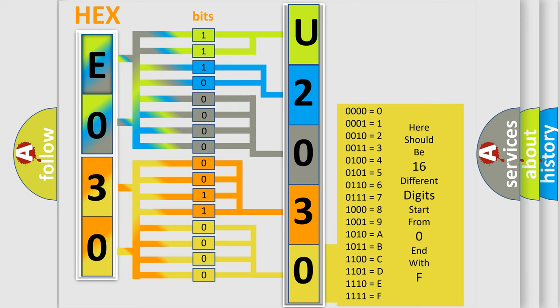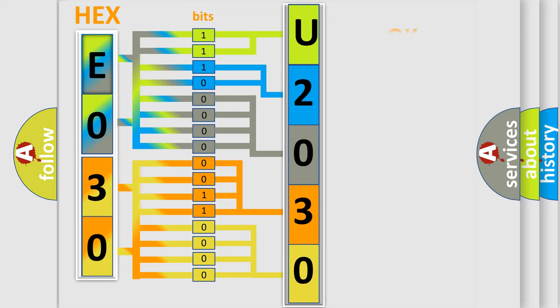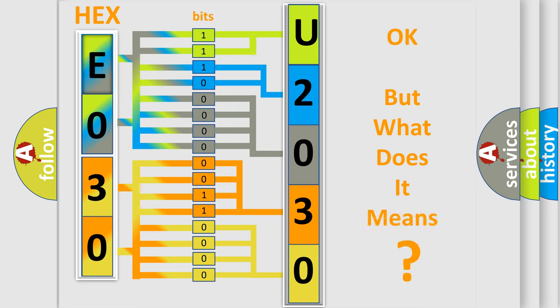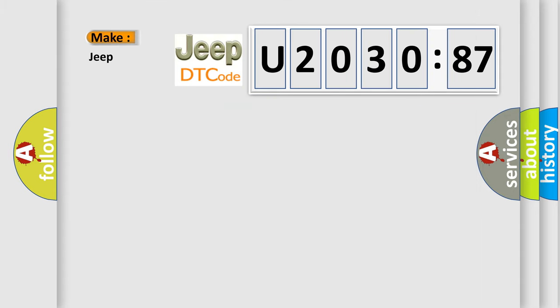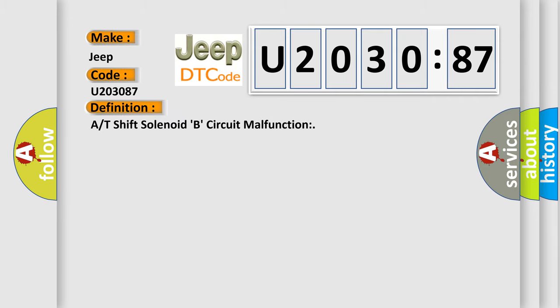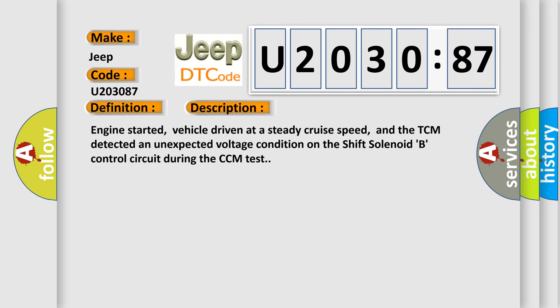We now know in what way the diagnostic tool translates the received information into a more comprehensible format. The number itself does not make sense to us if we cannot assign information to what it actually expresses. So, what does the Diagnostic Trouble Code U2030-87 interpret specifically for Jeep car manufacturers? The basic definition is the Shift Solenoid B circuit malfunction. And now this is a short description of this DTC code. Engine started, vehicle driven at a steady cruise speed, and the TCM detected an unexpected voltage condition on the shift solenoid B control circuit during the CCM test.